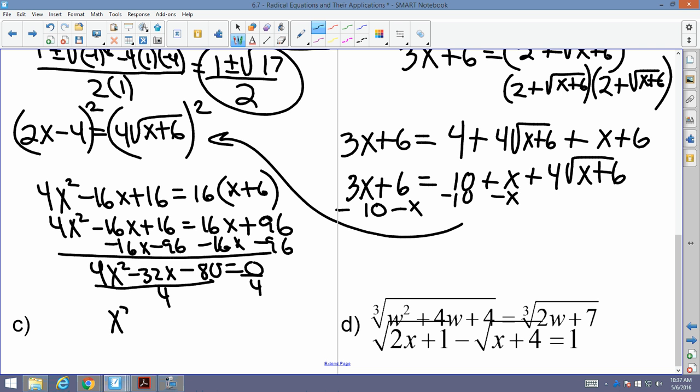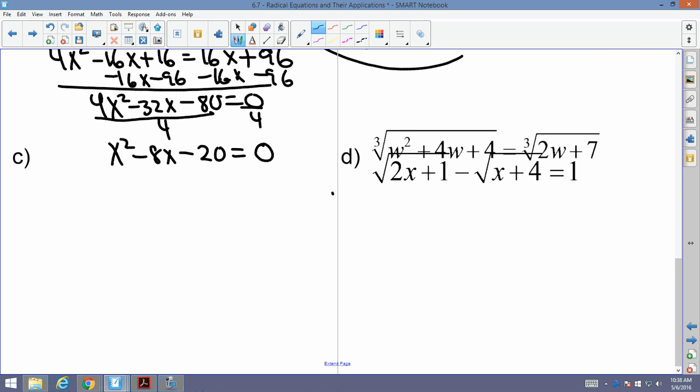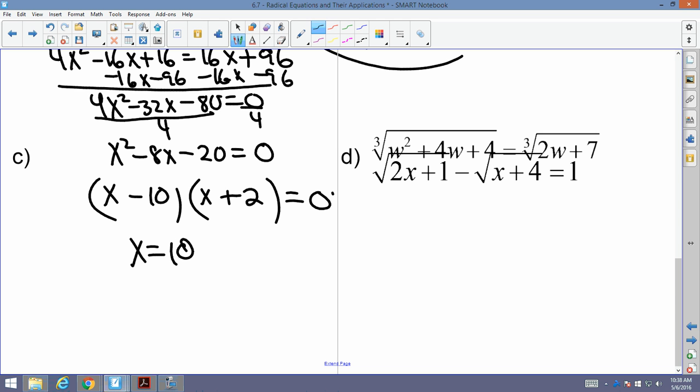Now you got x squared minus 8x minus, what is that, 16? No, wait. No, that's 20. What's wrong with me? That's 20 equals 0. Now, luckily, you can factor this. What times what is negative 20, but when added together is negative 8? Negative 10, positive 2. So x equals 10 or negative 2. And those are my tentative solutions.